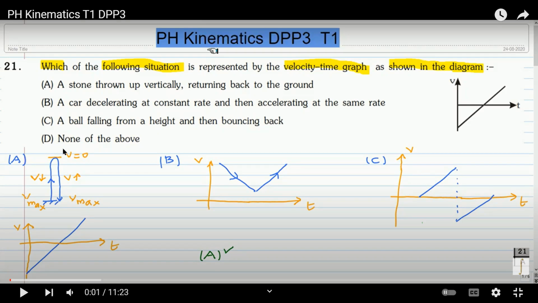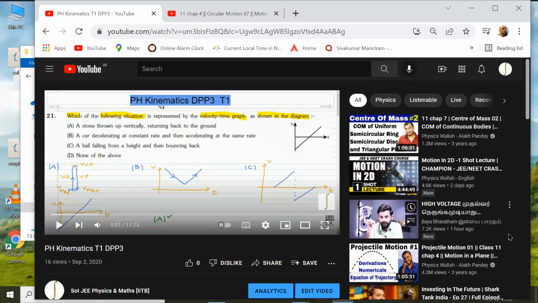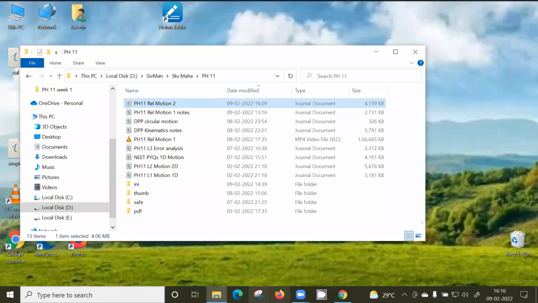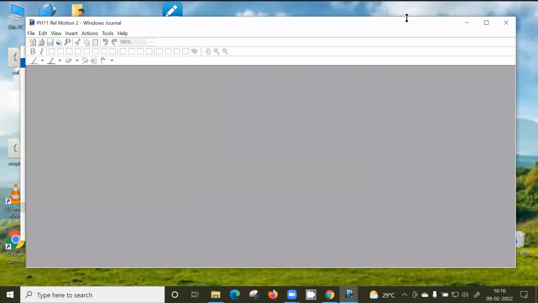See, for the stone which is being thrown upwards, if you choose the downward direction as positive, then the equation of motion is V equals U plus GT, right? But going upward, in the time of ascent, the velocity must reduce. But in this graph, it is shown as increasing. You have to write the equation and see.